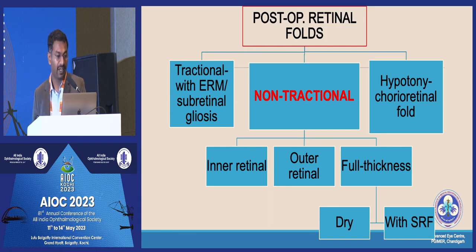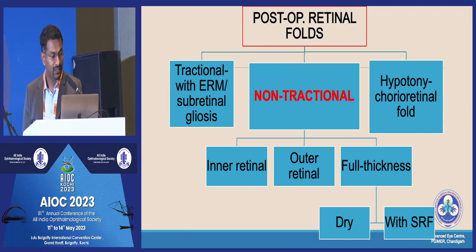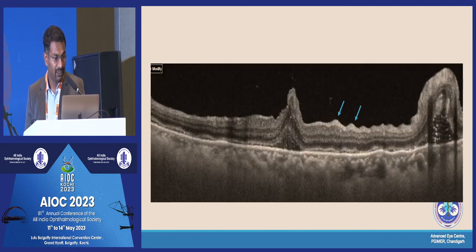Among the non-tractional variety, there is something called inner retinal fold, outer retinal fold, as well as full thickness retinal fold. Among the full thickness retinal folds, again it is classified into two things. One is dry full thickness retinal fold, another one is full thickness retinal fold with subretinal fluid. So this is outer retinal fold, this is inner retinal fold, and this is full thickness retinal fold with subretinal fluid.